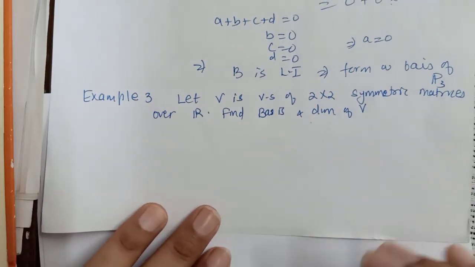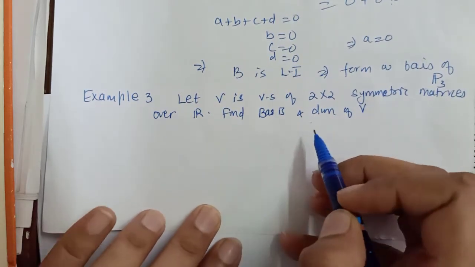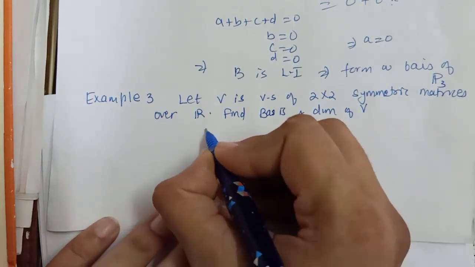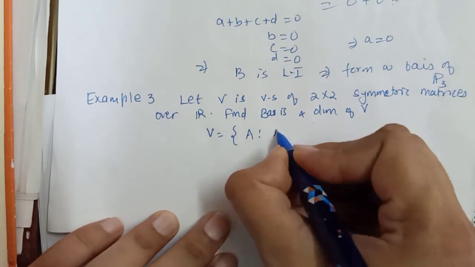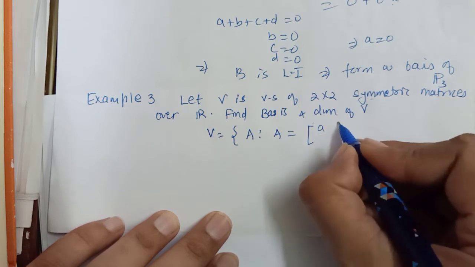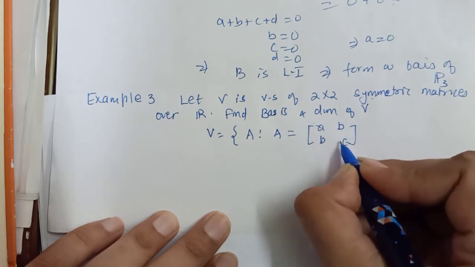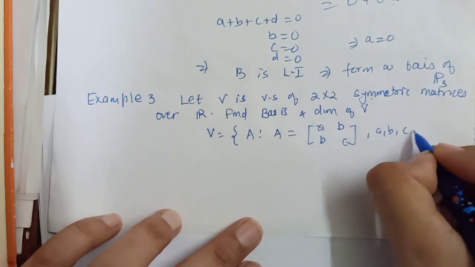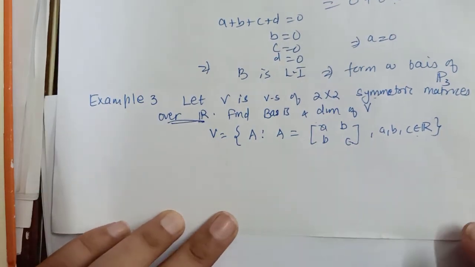So consider the next example. Let V be a vector space of 2 cross 2 symmetric matrices over real numbers. Find its basis and dimension. So what type of elements would this vector space have? It will have matrices. Which type of matrices? We are given symmetric matrices. So what is the property of symmetric matrices? The off diagonal elements are equal. The elements on the off diagonal positions have to be the same, where a, b, c belong to R. Why R? We are given in the question over R. So a, b, c have to be in R.